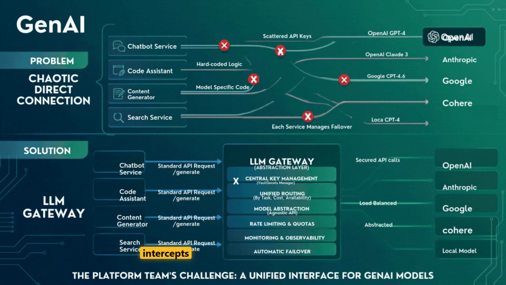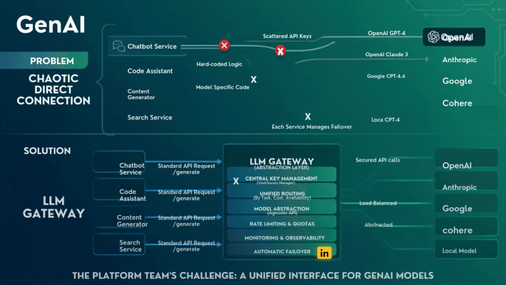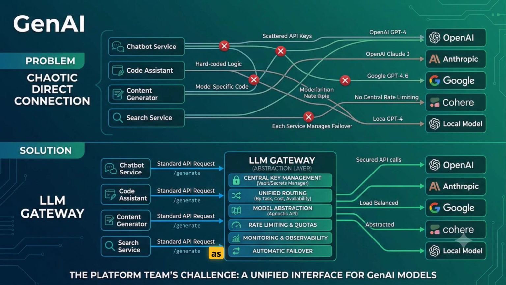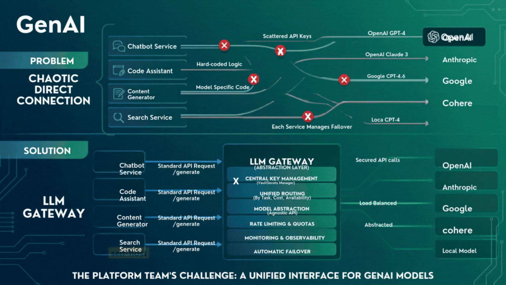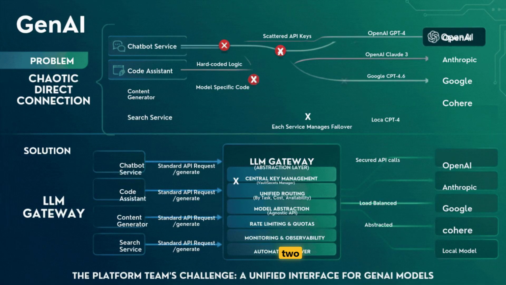The central gateway intercepts standard requests, manages secrets securely in a vault, handles failover, and translates payload structures on the fly. Two tools solve this in production today: Portkey and LiteLLM. Portkey excels as a fully managed control plane with deep observability, while LiteLLM shines as a lightweight, open source proxy you can self-host easily. Remember this simple rule: application services should request a task capability, never a vendor name.